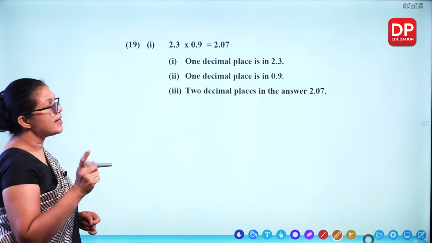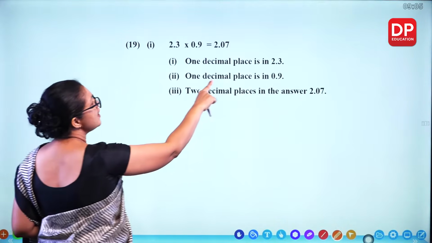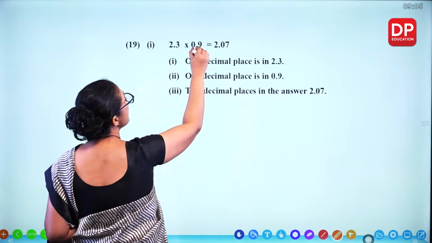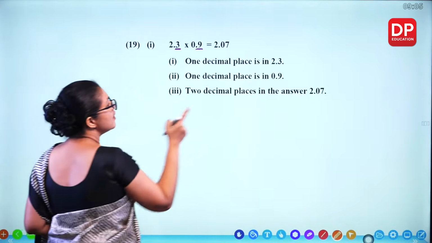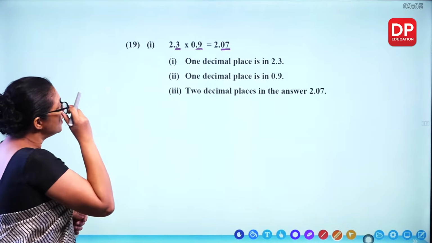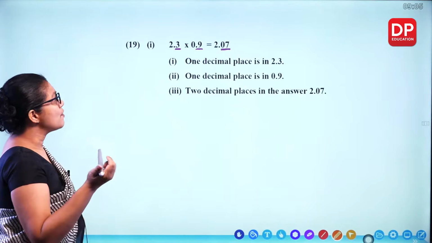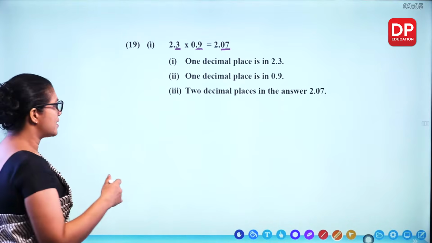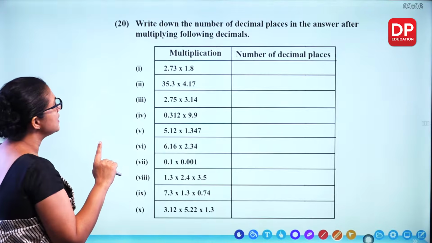2.3: 1 decimal place in 2.3. 1 decimal place in 0.9. Now in the answer, you get 2 decimal places. So you can use that method to straight away multiply the 2 digits. Look at these numbers. Write down the number of decimal places in the answer after multiplying the following decimals.